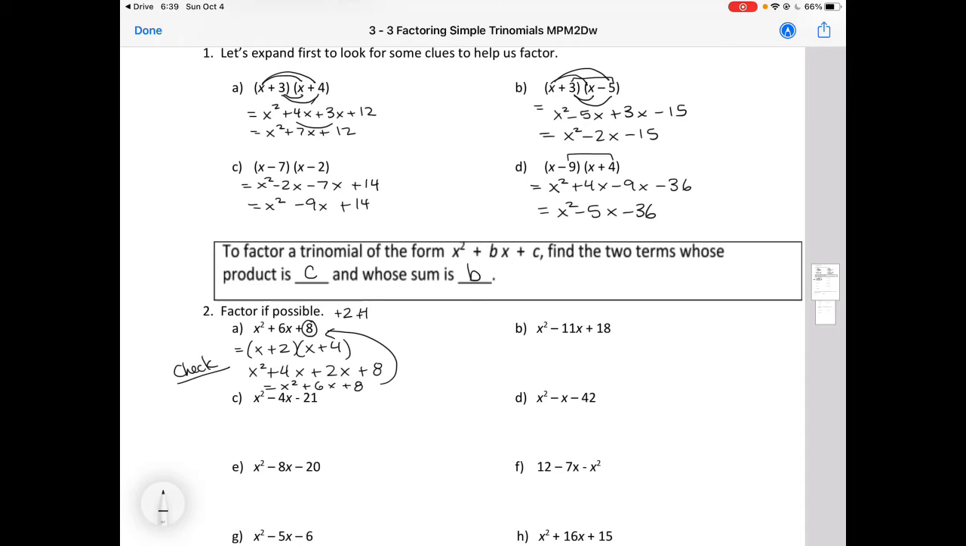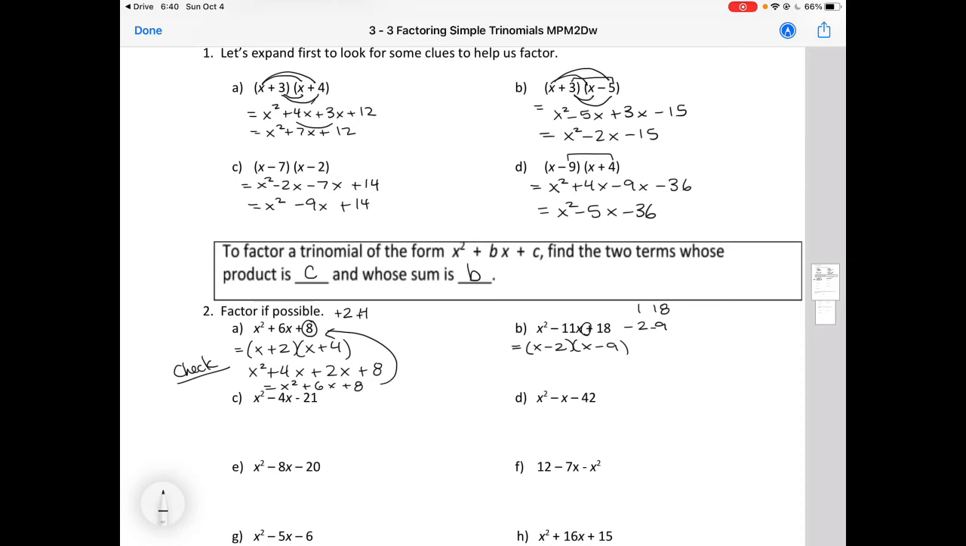Let's try another one. So I'm going to start off by writing down my factors of 18. So I would start with 1 and 18. Is there any way I can get those to add to minus 11? No. My next one would be 2 and 9. Well, I can get those to add to minus 11 if they're both negative, which also multiplies to positive 18. So now I found my two factors, (x minus 2)(x minus 9).